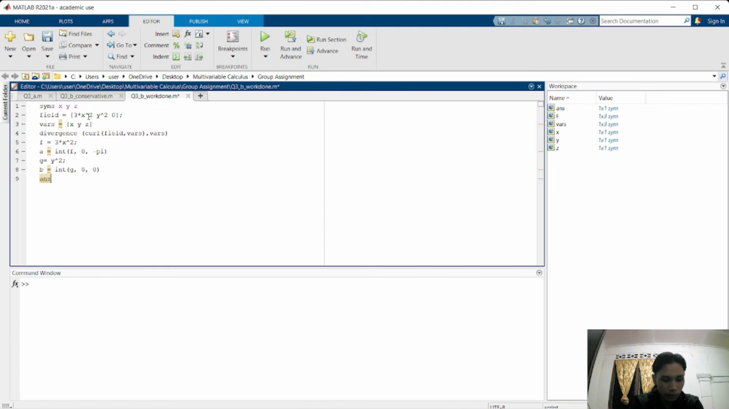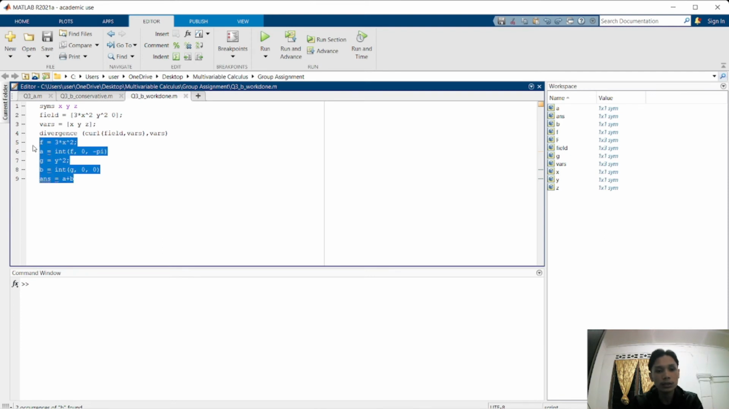And for the answer, we will add the A and B answers to get the work done. After we insert the function, we run the process, and we get the work done as negative pi power of 3. After we get the work done, we need to observe whether the force is conservative or not.